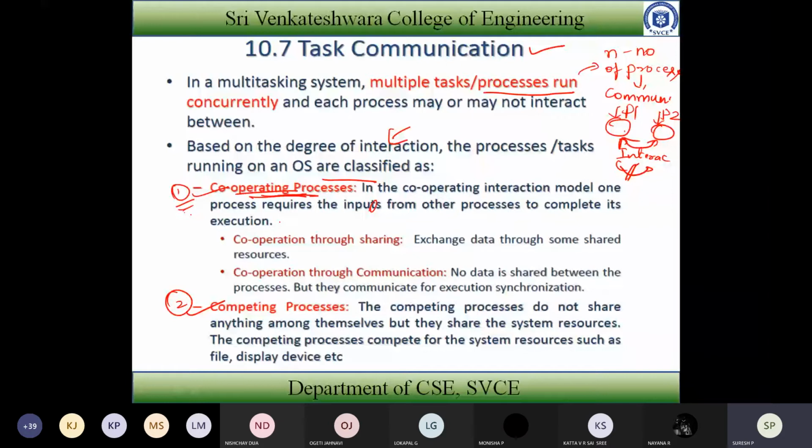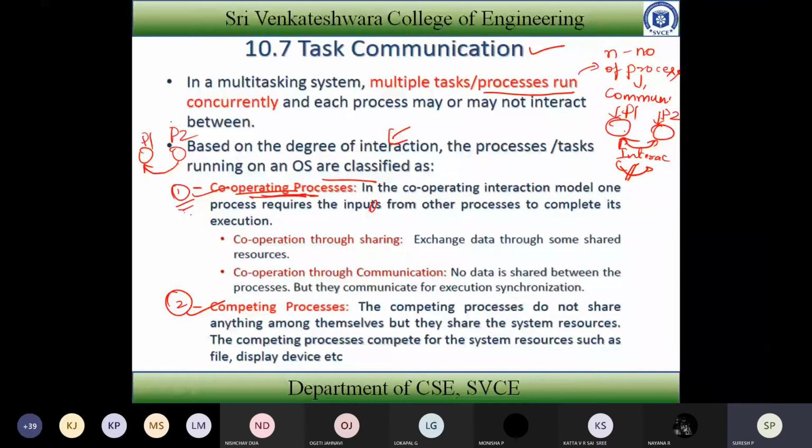Assume that P1 is running and P2 is running. If P2 has to complete its execution, it requires the data from P1, the input from P1. If it is not getting the data from P1, this particular process P2 will not be completing. So in this type of model, process P2 requires the input from another process to complete its execution. How is the cooperation going to be done?